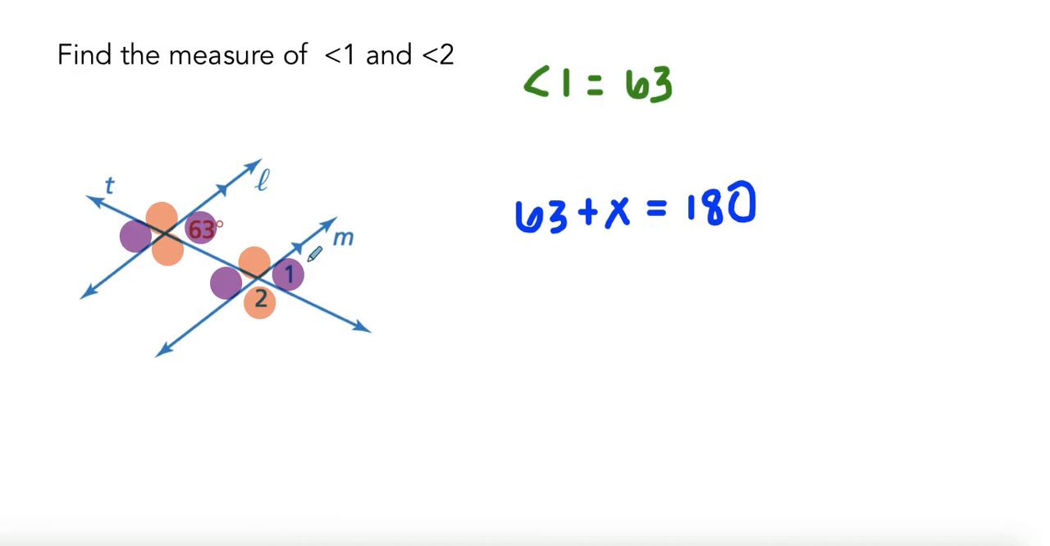Again, when I have two angles that form a straight line, angle 1 and angle 2 are going to equal 180 degrees together. So I'm going to use inverse operations. I'm going to subtract 63 on both sides.